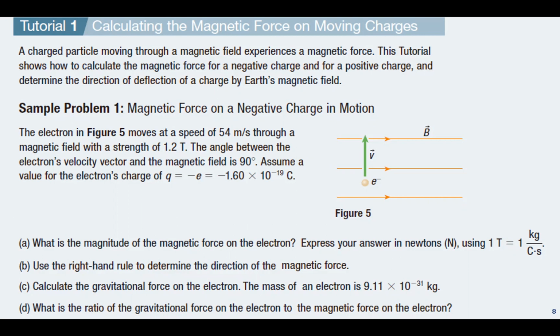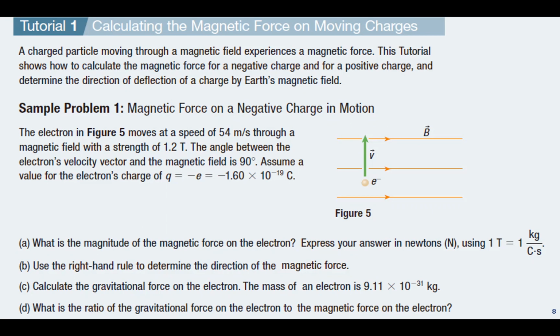Here in figure 5, the electron moves at a speed of 54 meters per second through a magnetic field with a strength of 1.2 tesla. The angle between the electron's velocity vector and the magnetic field is 90 degrees. Assume a value for the electron's charge of q equals negative e, which is negative 1.60 times 10 to the power of negative 19 coulombs.